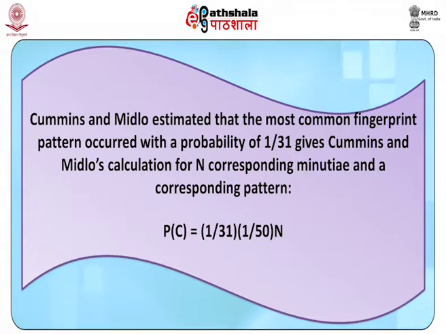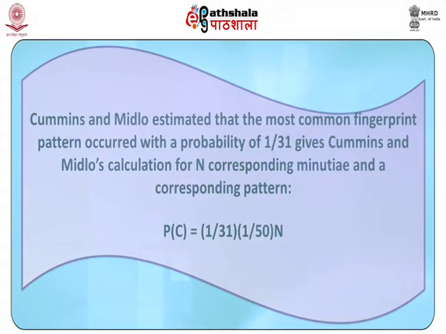The estimate was for an ulnar loop and included the core to delta ridge count. This gives Cummins and Midlo's calculation for n corresponding minutiae and a corresponding pattern: P into C is equal to 1/31 into 1/50 into n.